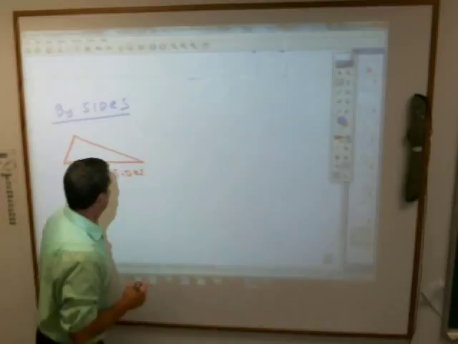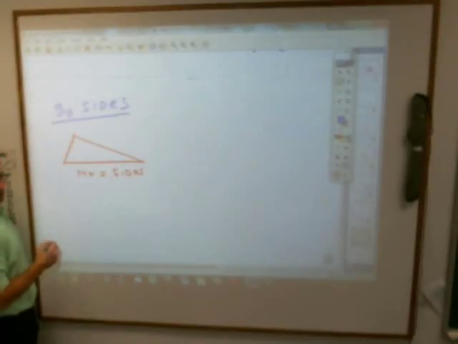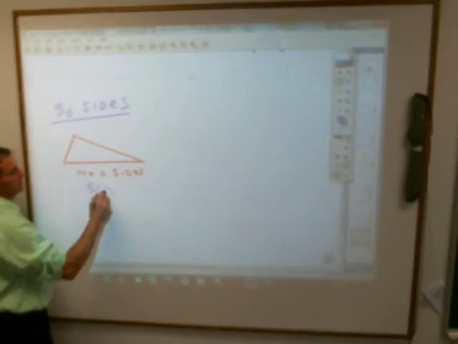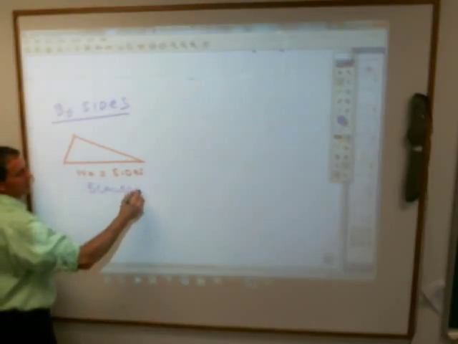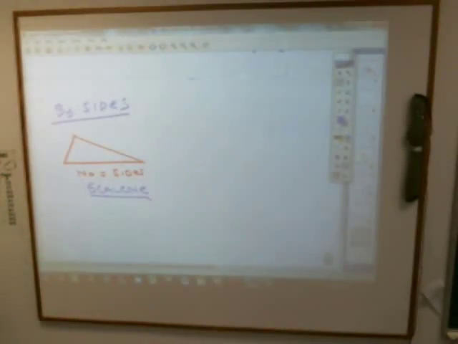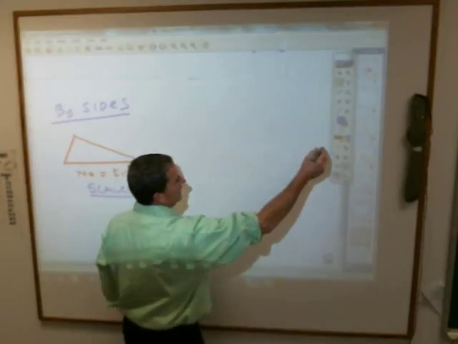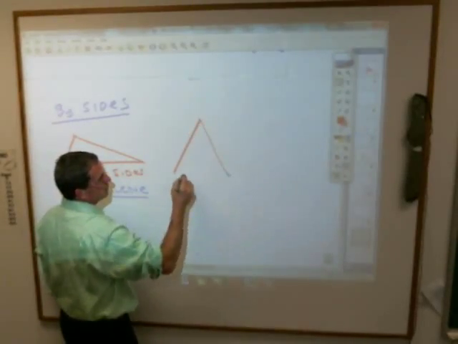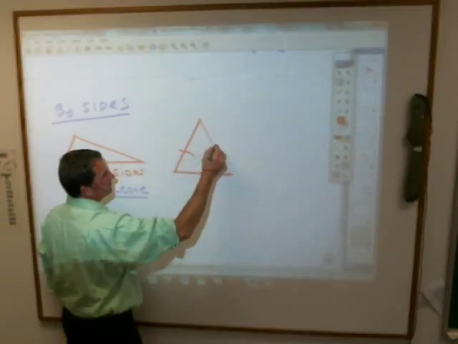Rhymes with Kayleen. Scalene. Yes, good work. Is that a good clue? Scalene triangles have 0 equal sides. You could have a triangle that has 2 equal sides.